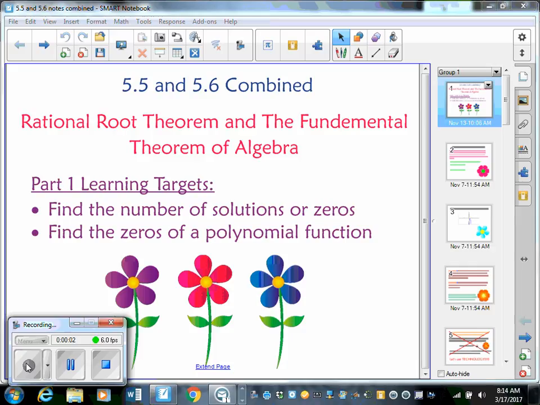Okay, guys, we're doing 5.5 and 5.6 kind of combined. You won't even notice that I'm putting the two sections together. So just so you know, I did call it 5.5 and 5.6 because that's how it is in your book.